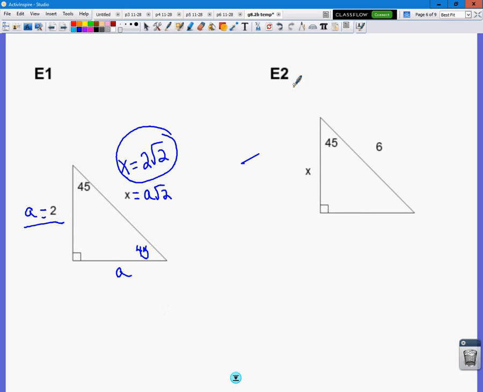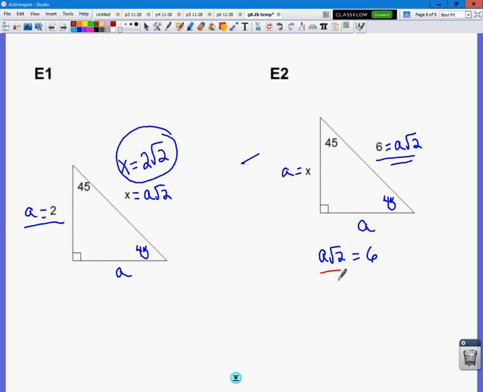Example 2, I do it the same way. I'm going to mark the other 45-degree angle. That way I know which sides are my A sides. X is A. This side is also A. But across from the 90 is equal to A square roots of 2. There's my algebraic equation again. A square roots of 2 is equal to 6.